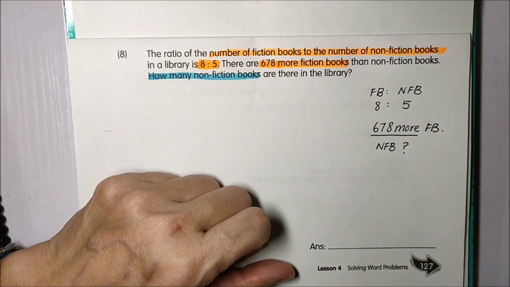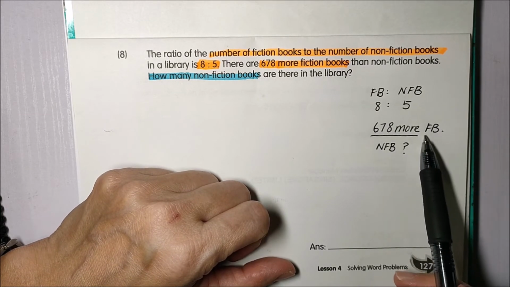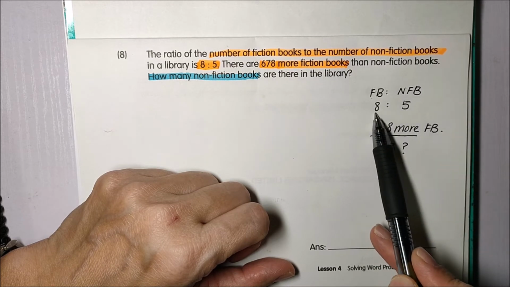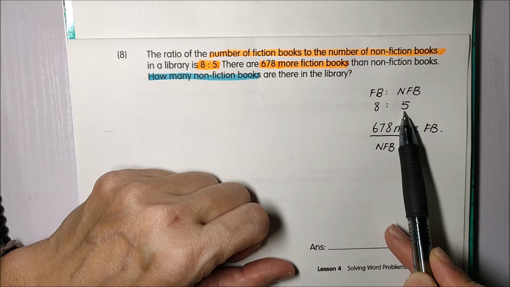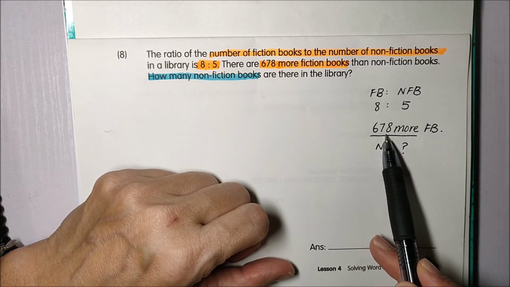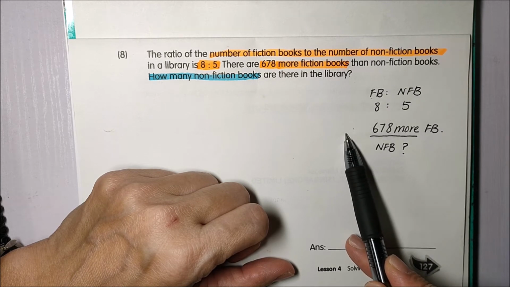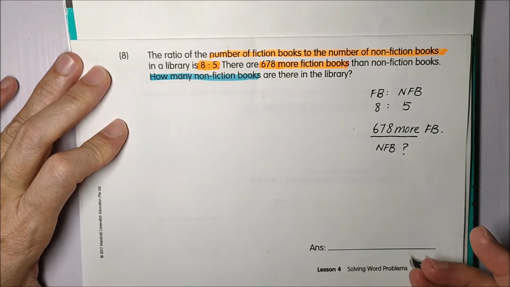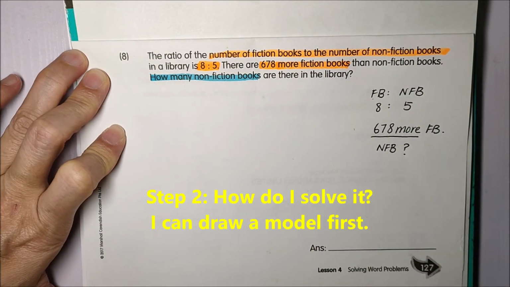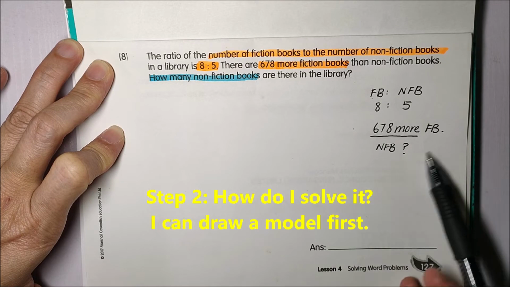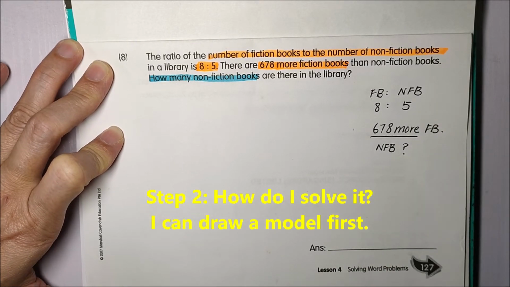Looking at this before I draw the model, we are comparing fiction books to non-fiction books. This is 8:5, so the difference is 8 minus 5, which is 3 units. Therefore, 3 units is 678. If I know 3 units is 678, I can find 1 unit. And with that value of 1 unit, I'm able to find the non-fiction books. I can solve it by drawing a model if I do not visualize it, but if you can solve the question by the method I've just explained, you can go ahead.